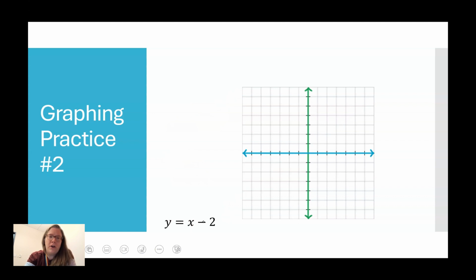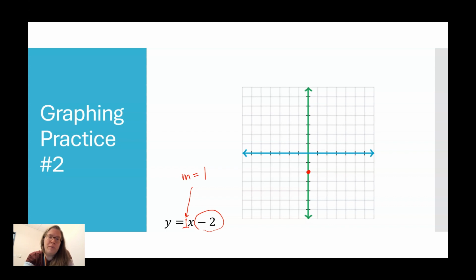So we're going to start at our y-intercept here, which is -2. And then we're going to use the slope. What is the slope, though? What is being multiplied by x here? So there's an invisible 1 here. So our slope is 1. But how do we turn that into rise over run?